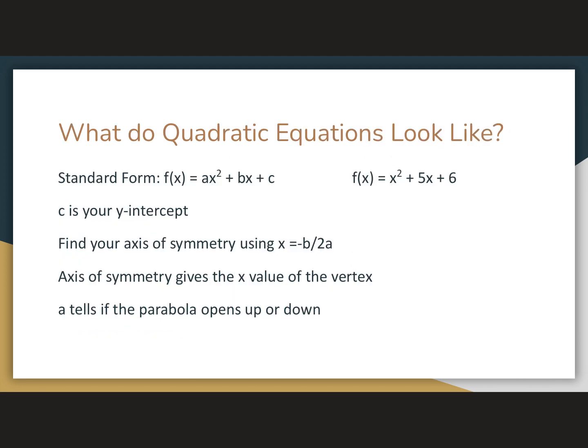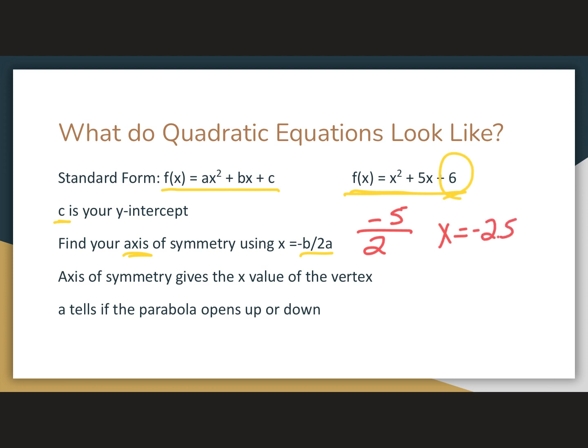So what do quadratic equations look like? So there is standard form, something like f of x equals ax squared plus bx plus c. Usually it looks like this. You could have a number before the x squared, sometimes you won't. The c value, whatever this value here is, is your y-intercept. You can find your axis of symmetry by doing -b divided by 2a. So in this case, -b would be -5 divided by 2 times, in this case, a is 1. So your axis of symmetry would be at x equals -2.5.